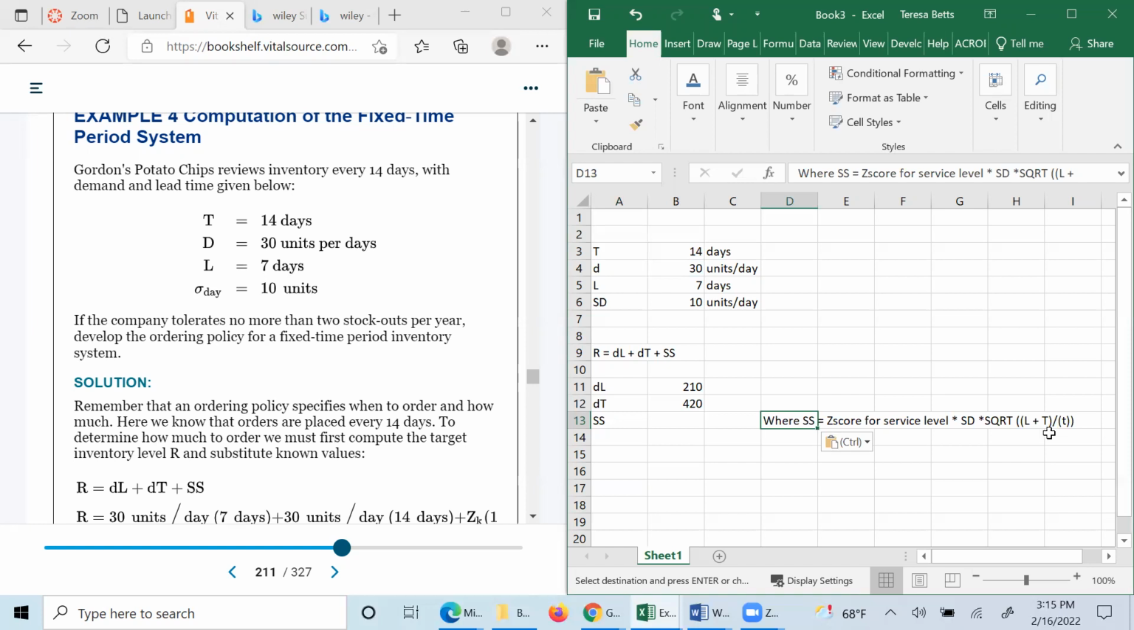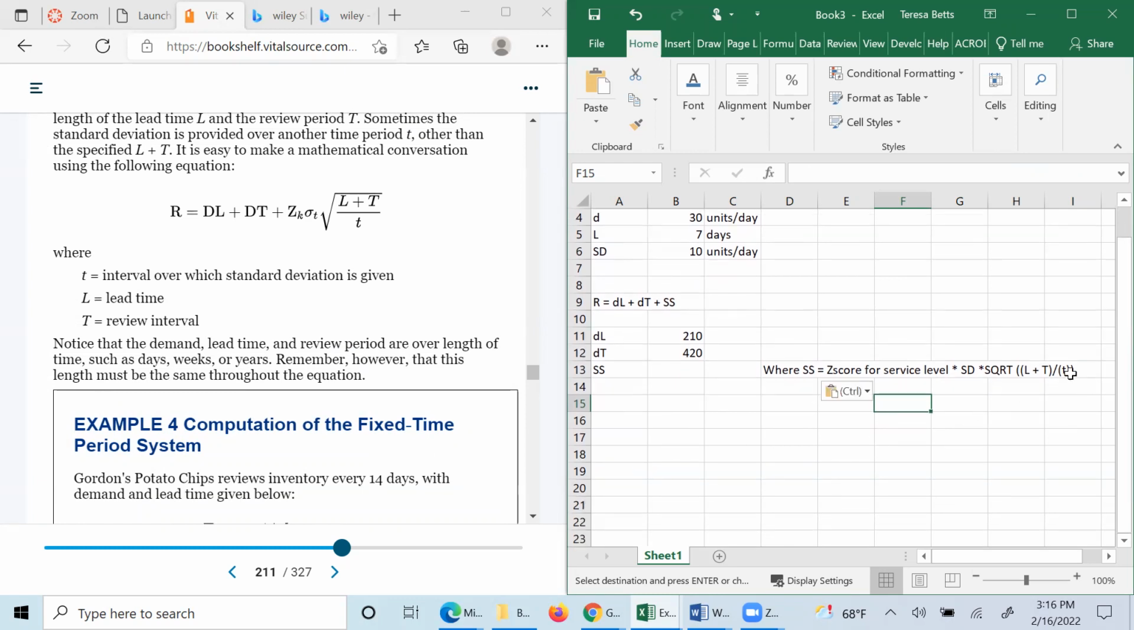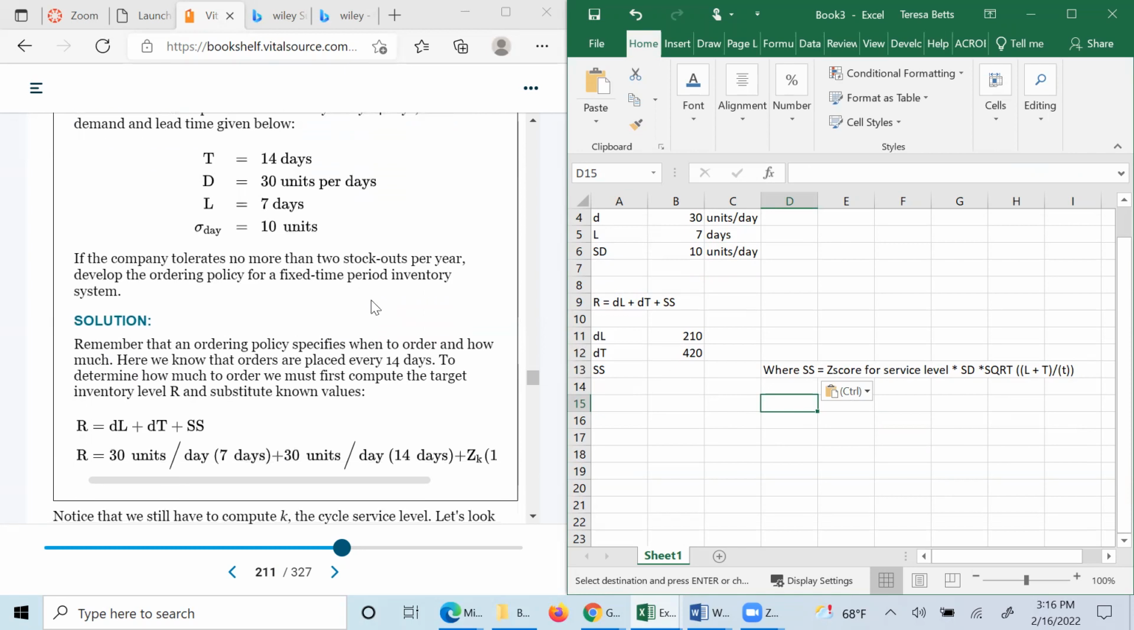And small t stands for, I believe, the unit of measure for our standard deviation. Yeah, the interval over which standard deviation is given. So the standard deviation is given during 1 day in our case, so that's going to be 1. So let's do this. All right. So in this problem, to get to what's our service level is our first question.